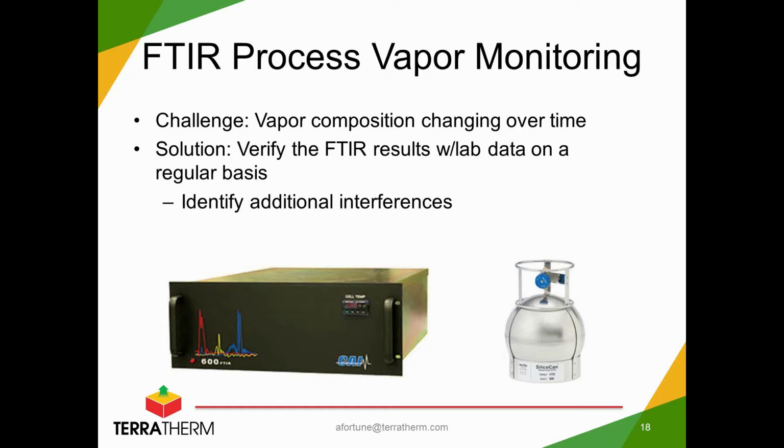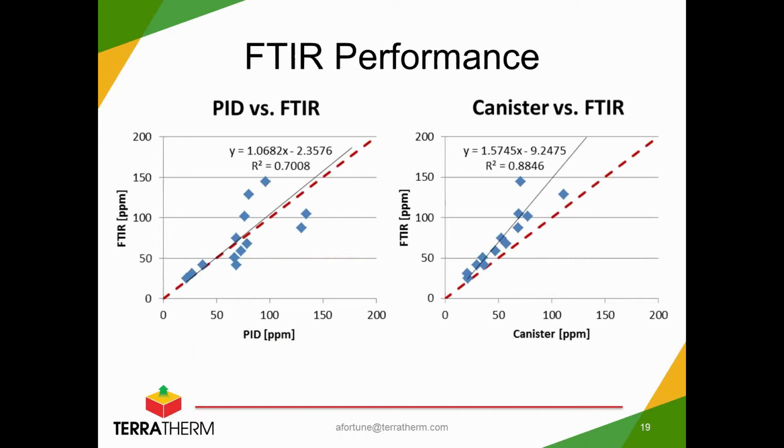So what we did at this site was we verified the FTIR results with lab data on a regular basis. The purpose of that was to identify if there were any additional interferences that were causing a positive or negative bias with the results we were seeing on the FTIR. So we collected SUMA canister samples on a regular basis, sent them off for TO15 analysis to get a full suite of speciated VOCs. So when we had all this data, we were able to compare what we were seeing in terms of concentrations in the canister versus the FTIR.